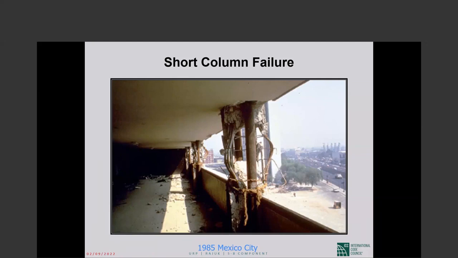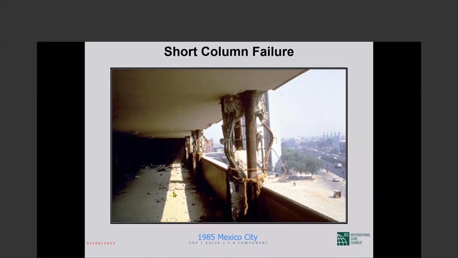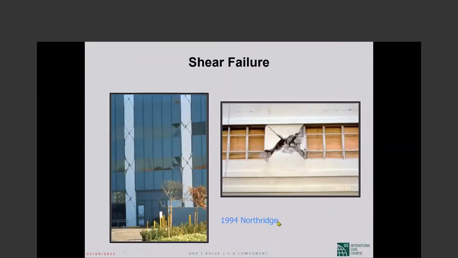Shear is the moment strength at the two ends of the column divided by the height. If you cut down on the height by half, the shear is doubled. So that causes shear failure. As I said, we see this all over the place. This was after the 1994 Northridge earthquake.